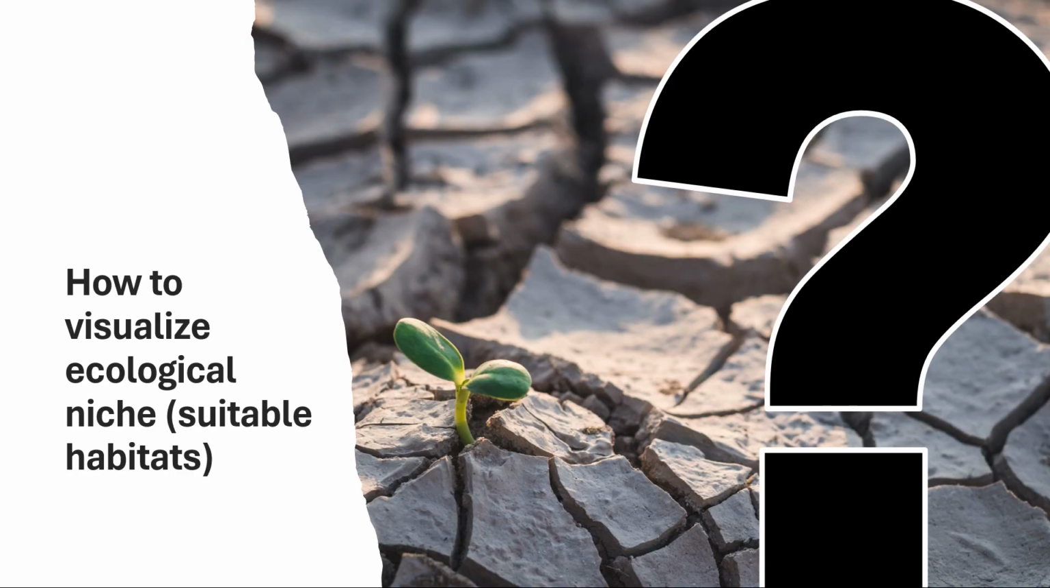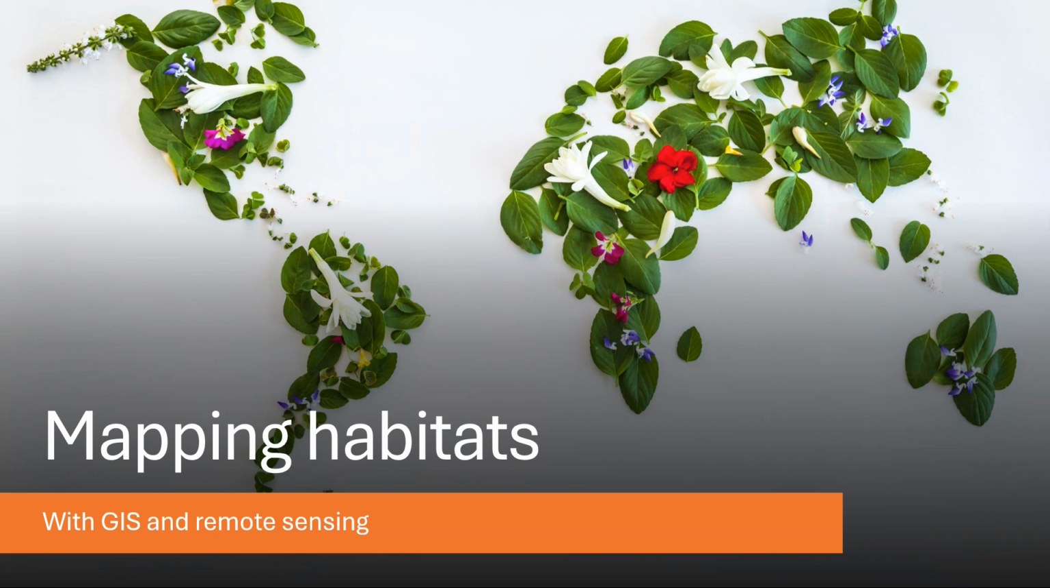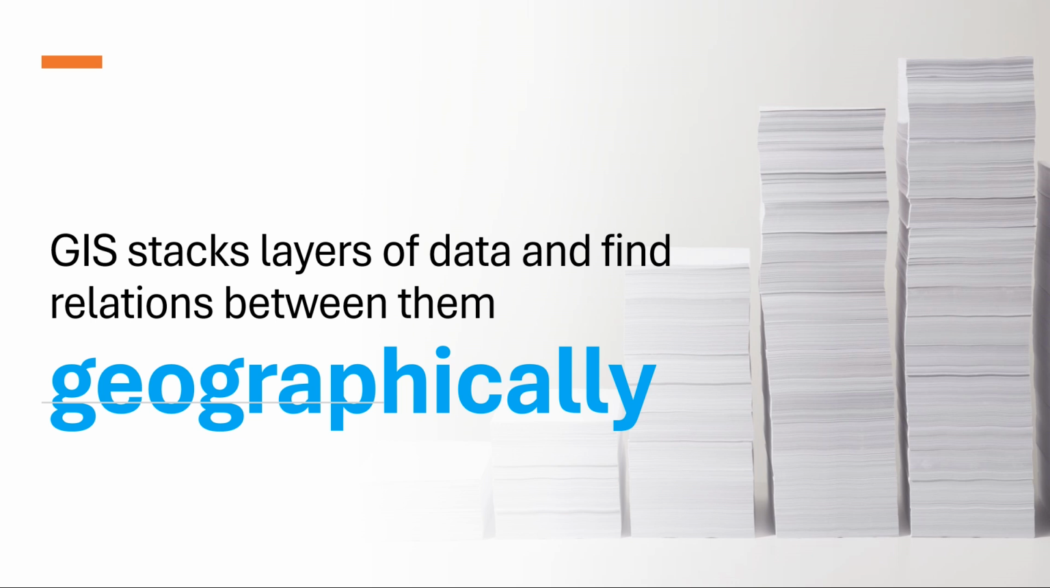So how to visualize an ecological niche, or basically how to map the suitable habitats. Mapping habitats can be done with GIS and can be integrated with remote sensing to learn a lot about the habitats of the species. We can use GIS to do that, and GIS basically stacks layers of data and finds relationships between them, but geographically.